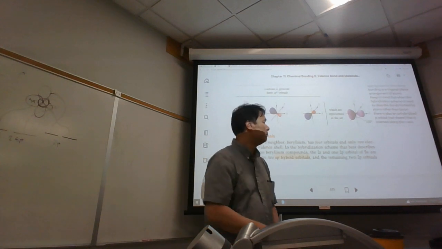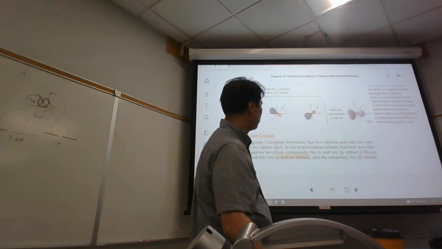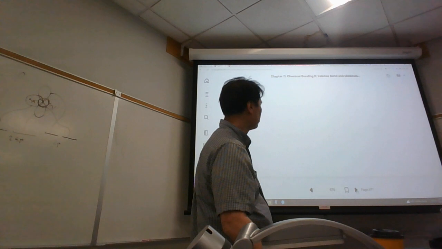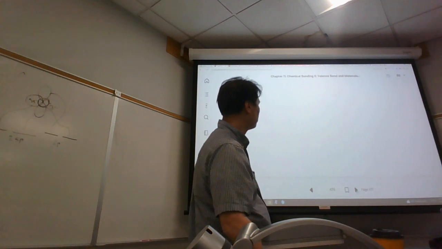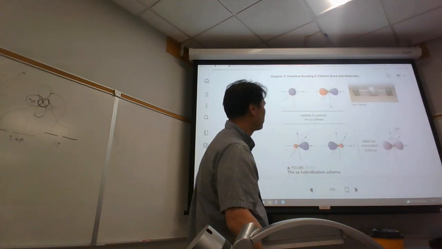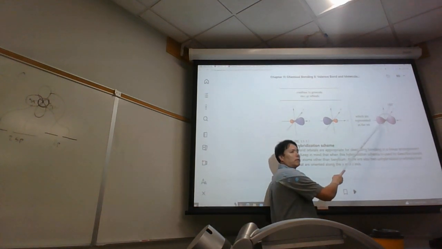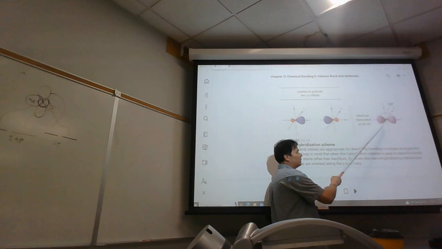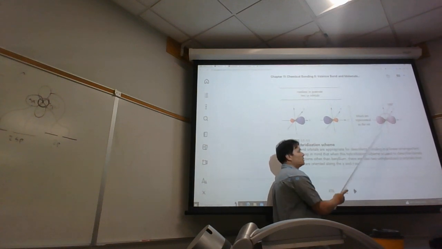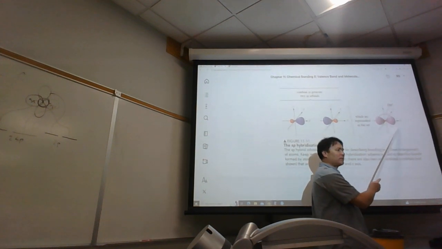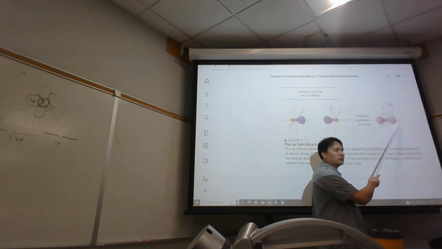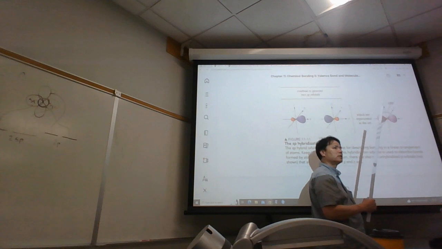sp2. So, these are what hybrid orbitals over here? These are sp, but this could be mistaken for a p orbital, but it can't, because a p orbital would go positive and negative amplitude. These are both positive amplitude. You see that?